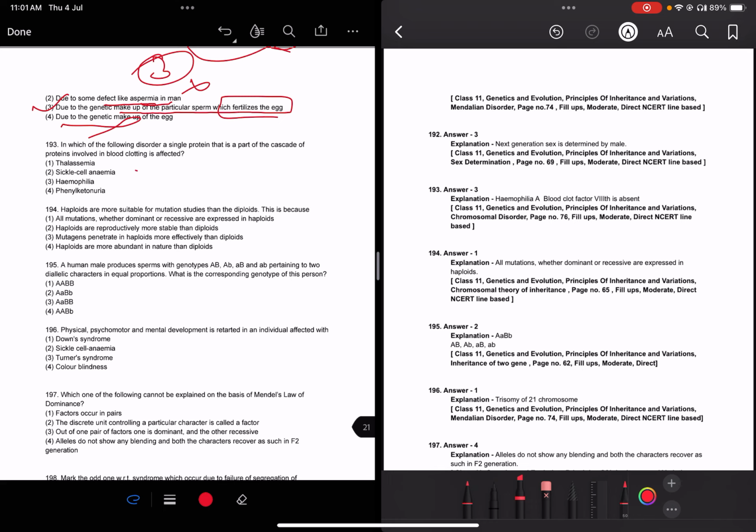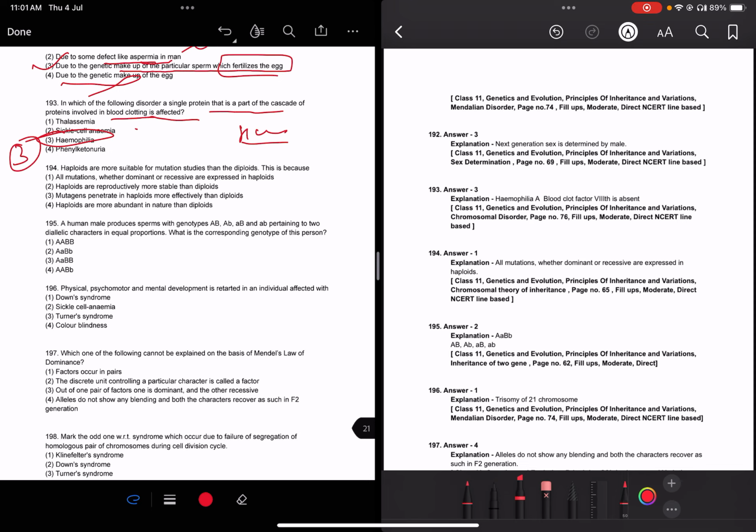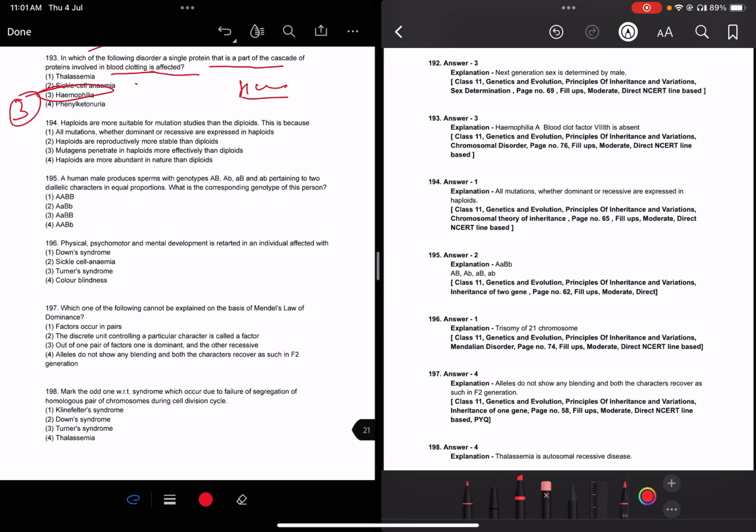In which of the following disorders is a single protein, that is part of the cascade of proteins involved in blood clotting, affected? Blood clotting, hemophilia only. The answer is hemophilia only. Third question, irrespective of the other options.